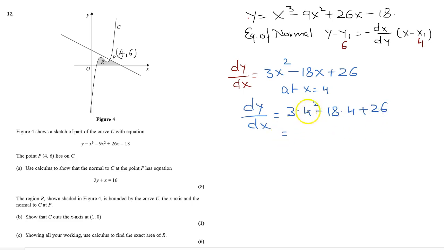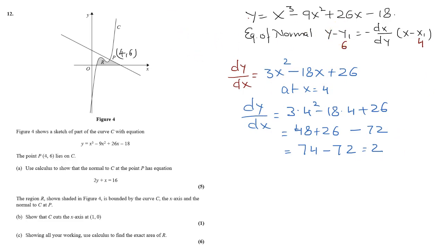So this is 48 plus 26 minus 72. So this is 74 minus 72, which is equal to 2. So now we have this equation.